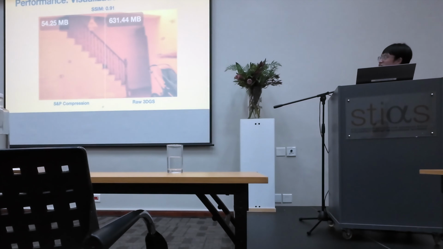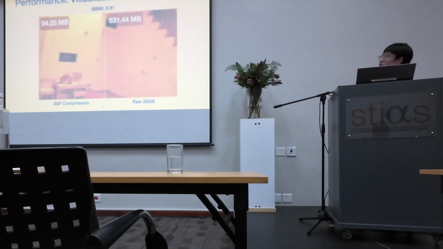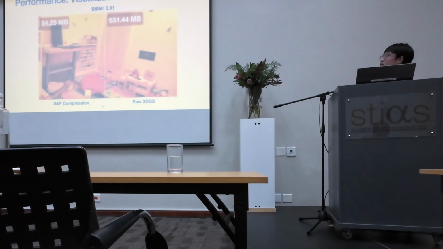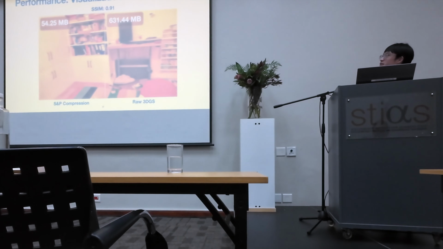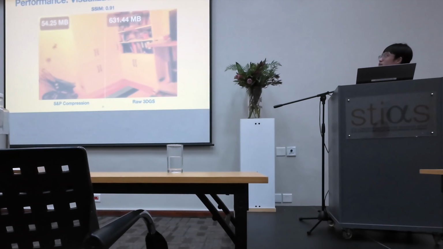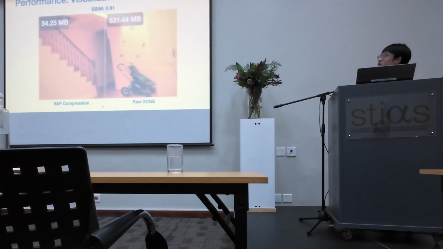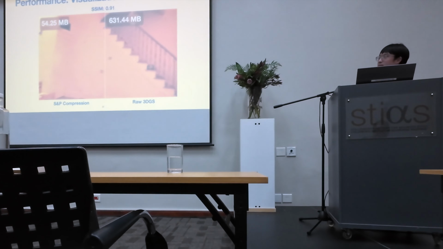Okay. So this is the visualization. The left one is the compressed one, and the right one is the ground truth, the raw model. They all have a similar SSIM, which is 0.91, but after our compression, we only need 50 megabytes to achieve the similar quality.